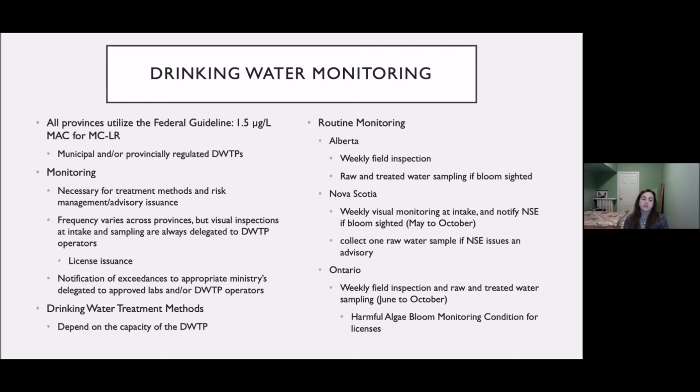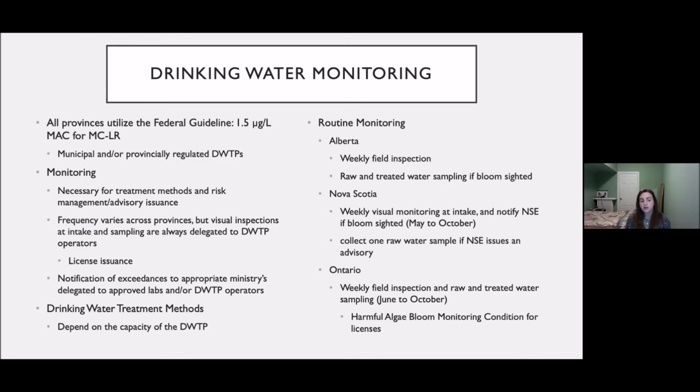So, drinking water quality. All of the provinces utilize the federal guideline of 1.5 micrograms per liter of the microcystin MCLR, the toxin, for municipally and or provincially regulated drinking water treatment plants. So depending on the province, this may or may not apply to small drinking water treatment plants. Monitoring is necessary for treatment methods and risk management or advisory issuance.